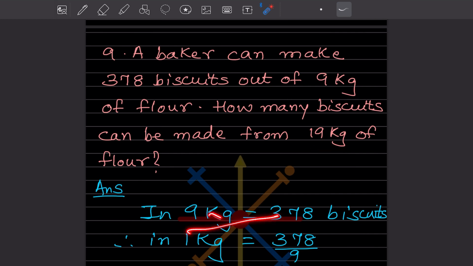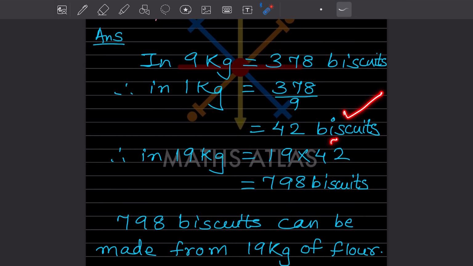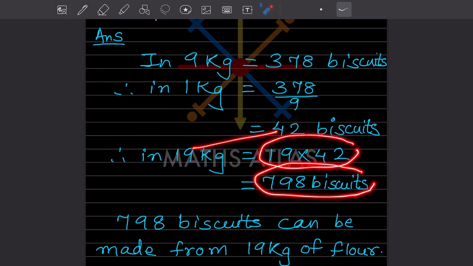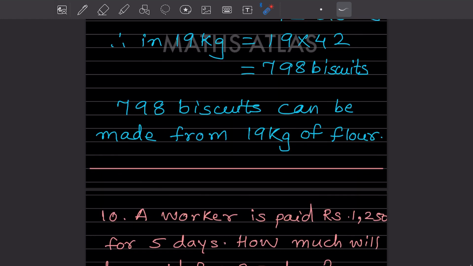Again, you will cross multiply. So 1 into 378 is going to be 378, and this is going to get divided by 9. So when you divide this, what do you get? That is 42 biscuits. Now in 19 kilograms, how much will it be? 19 into 42, that is going to be 798 biscuits. So 798 biscuits can be made from 19 kilograms of flour. So you understood? Always find for one, whether it is kilogram or whatever, and then find for the actual number.